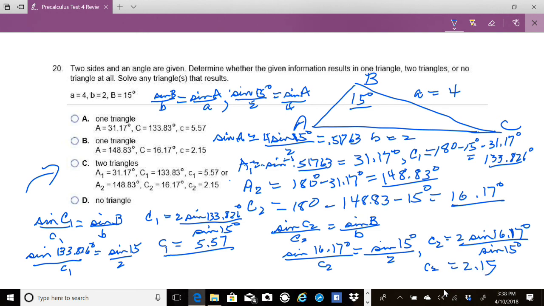So here we have two triangle solution, and it is this. Notice that the numbers are exactly how we calculated them. C2, 2.15. Angle C2, 16.17. A2, 148.83. And then you here see the parameters for A1, C1, and little c1.